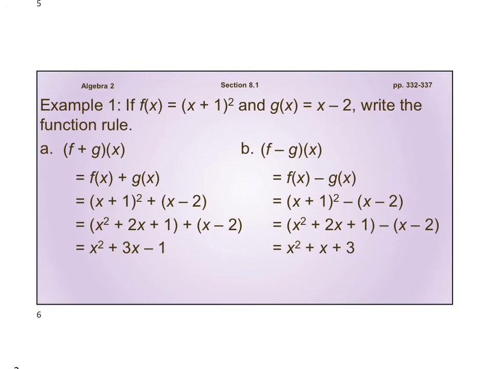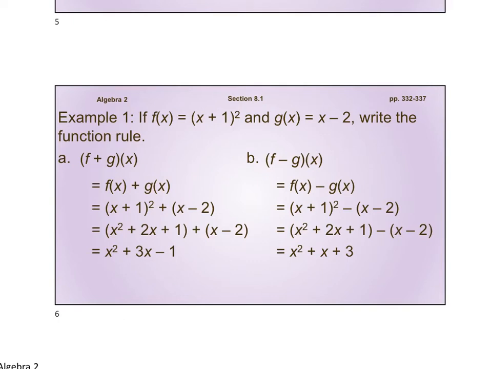All right, here's example 1. Write the function rule. I want you to notice what we're doing here. What are the instructions? You're supposed to write the function rule for f plus g of x. All right, so that's f of x plus g of x. Well, what's f of x? F of x is x plus 1 squared, and there I have it. G of x is x minus 2, so g of x gets substituted out for x minus 2.